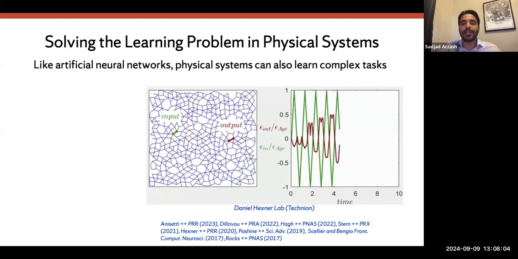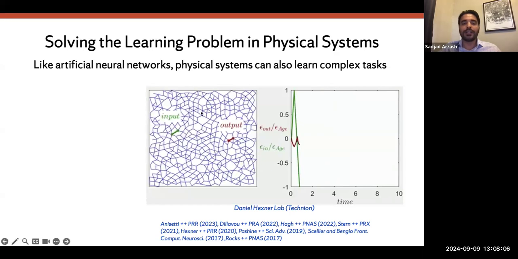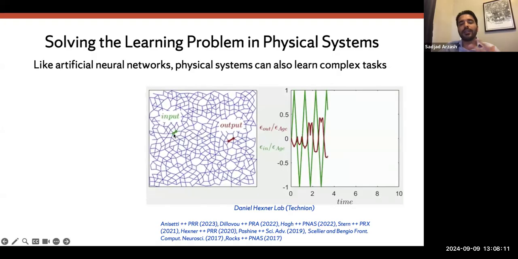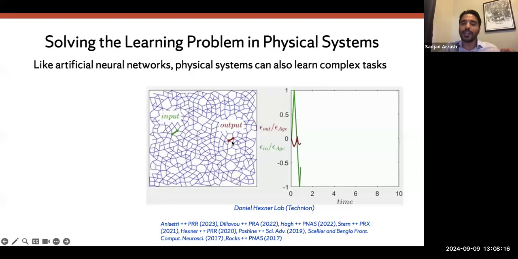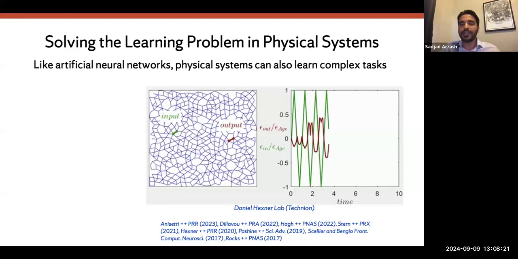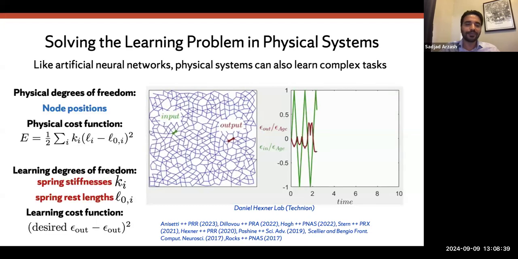And the task here, instead of image recognition, is that you apply some input strain in some part of the network, and then the task is to get the same output strain in a different part of the network. How can you modify the learning degrees of freedom in this system to get to this task? Here I'm just citing a few recent papers on this topic, and I think it's an emerging field that can be useful for soft matter as well as biophysics.